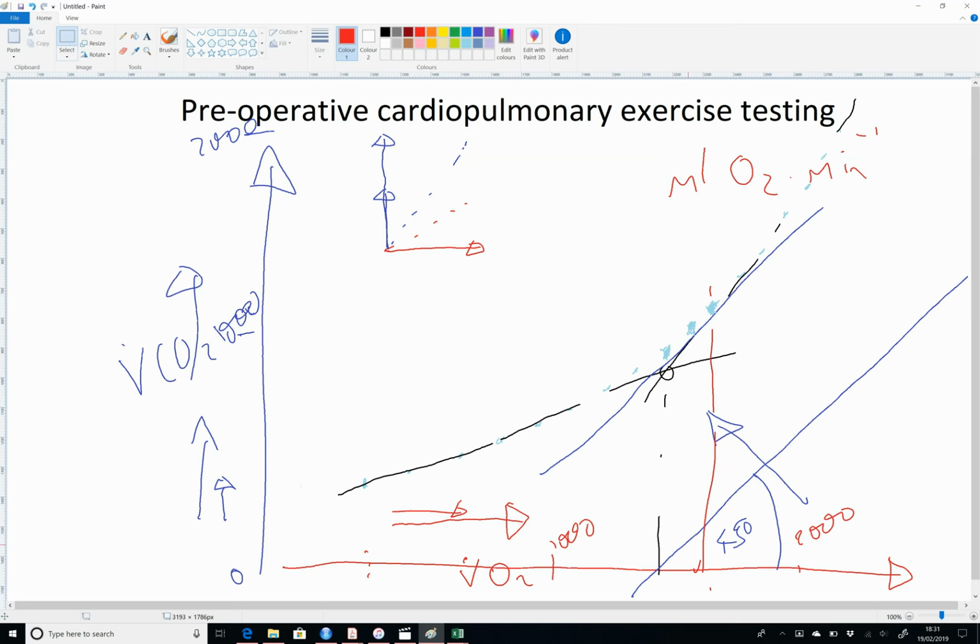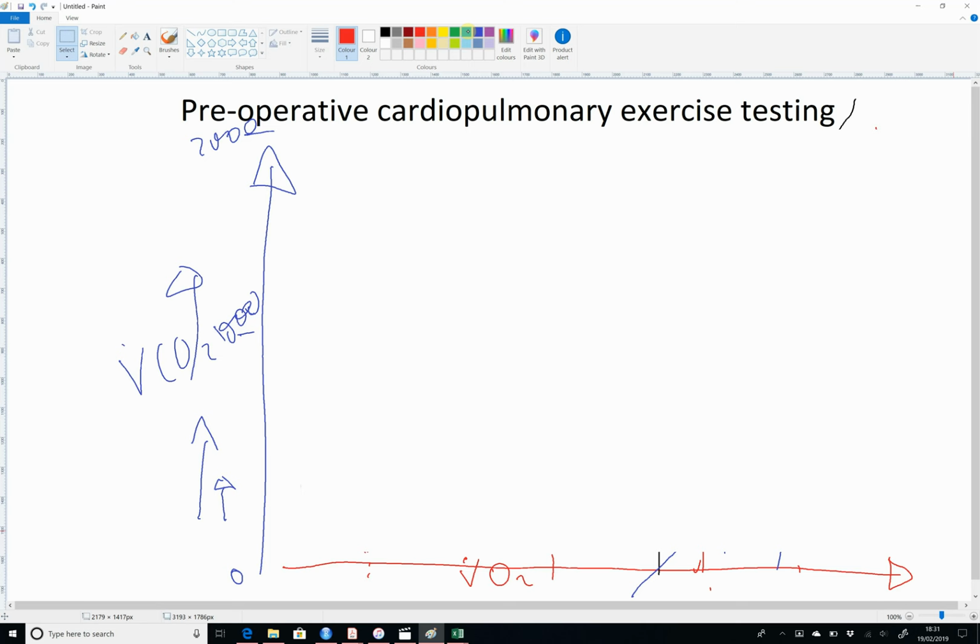Now, before we progress to supplementary graphs to help you identify the anaerobic threshold, there's one particular part of what I've just said that I'd like to emphasize again. And this relates to confusion between one ratio of 1.0 and another ratio of 1.0.